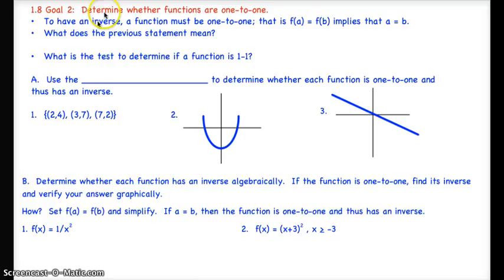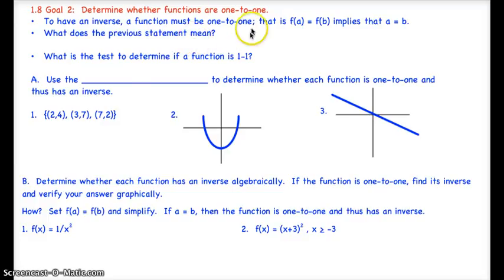Our second goal is to determine whether functions are one-to-one. So not every function will have an inverse. In order to have an inverse, a function must be something called one-to-one. That is, if f of a is equal to f of b, that implies that a is equal to b. All right, what in the world does that mean? I know that may not make a lot of sense to you at the moment, but it will in a few minutes.